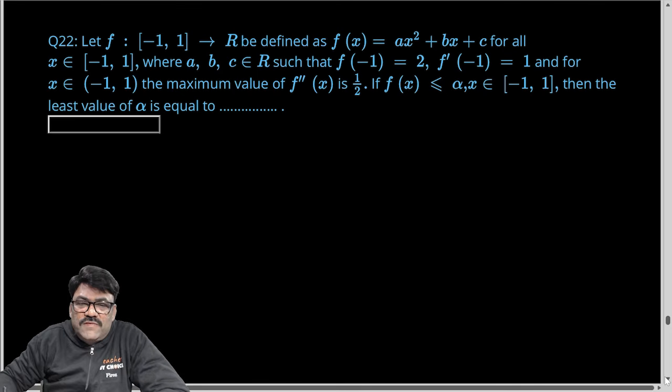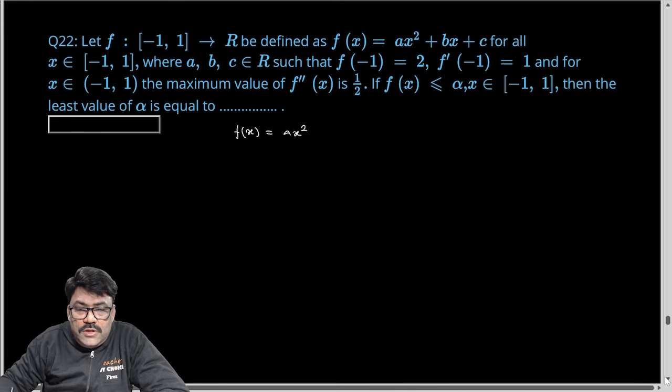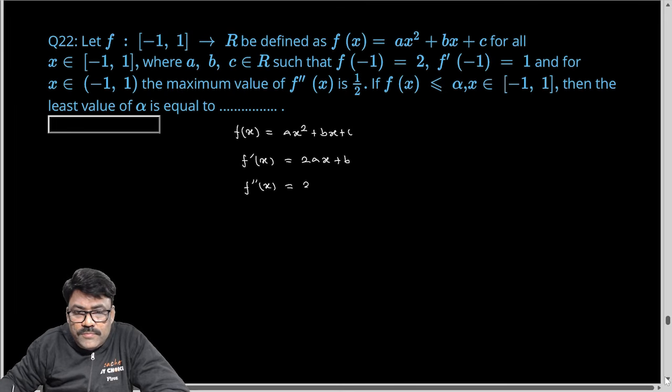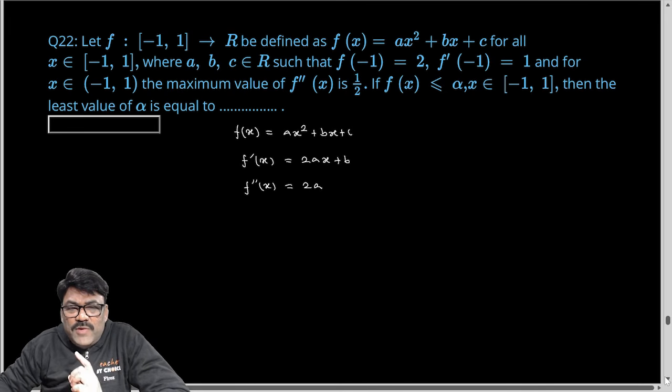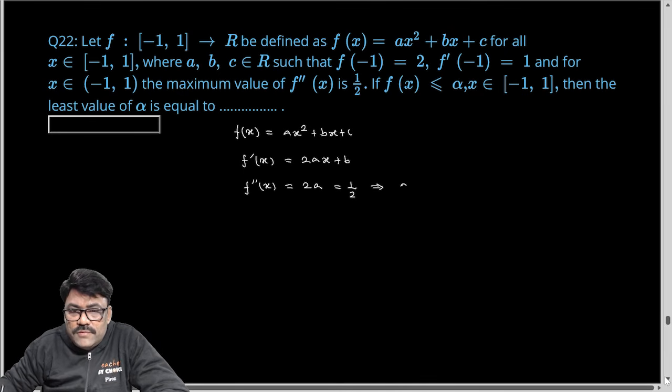So let's see. f(x) is ax square plus bx plus c. So f dash x is 2ax plus b. f double dash x is 2a. And they have given that the maximum value of f double dash x is half. Actually, f double dash x is constant. So maximum is half means this constant is half. It will not change its value. So hence it is half. So a is 1 by 4.